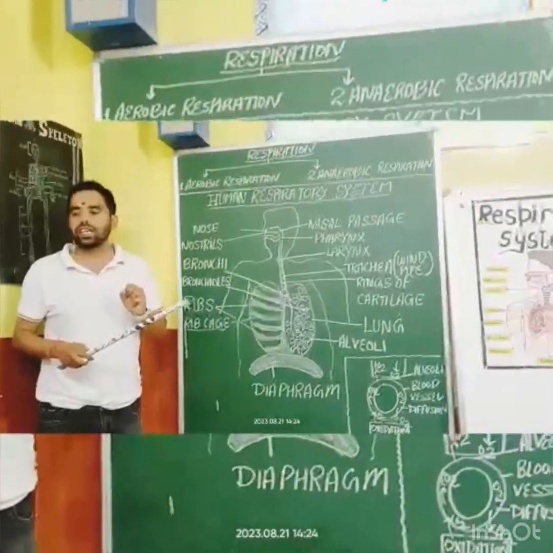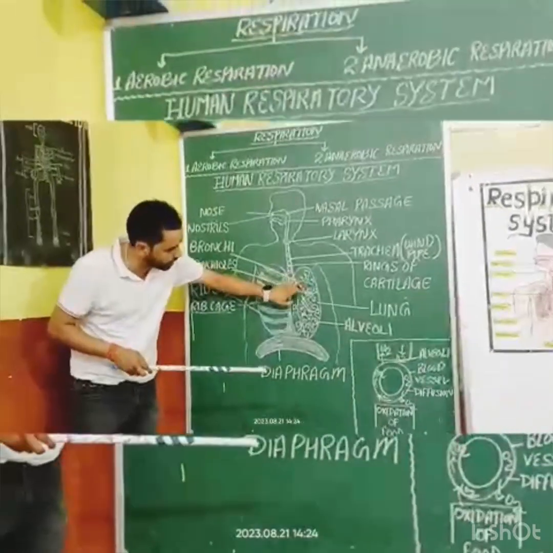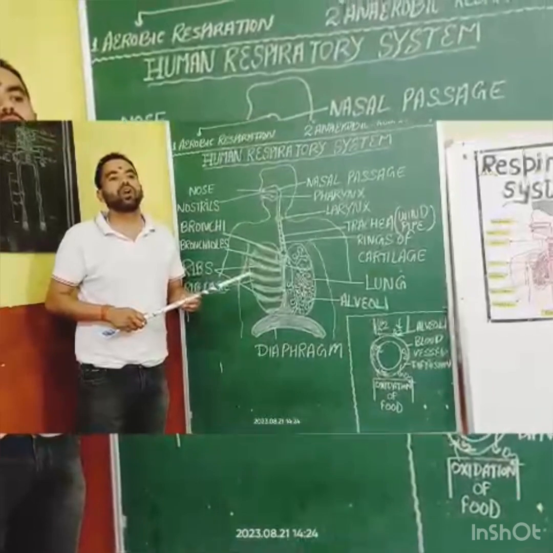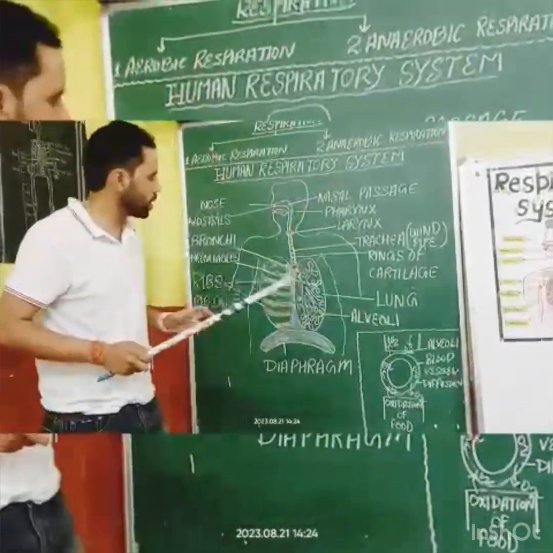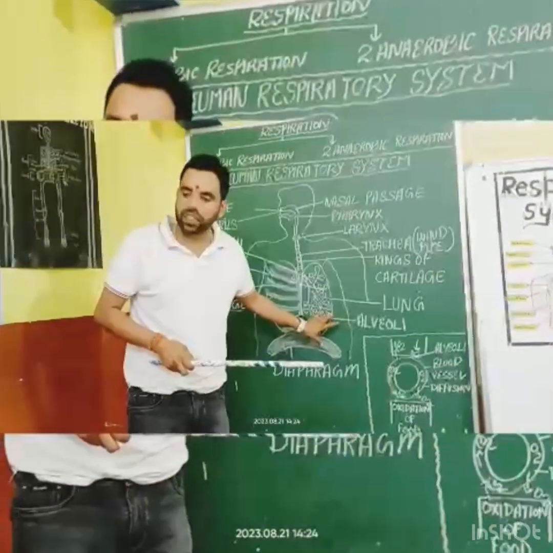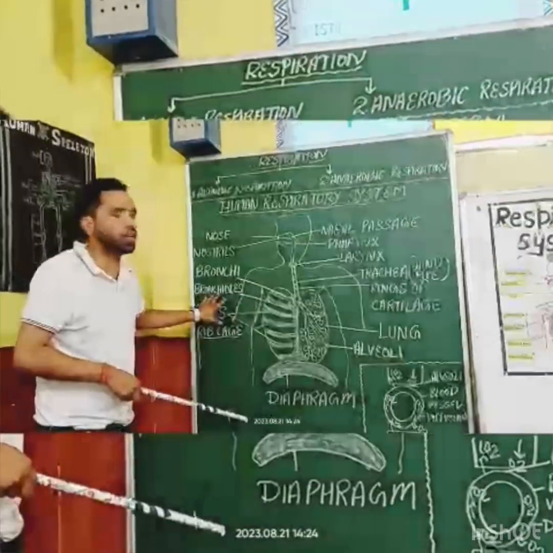a sac-like structure or balloon-like structure. We will call this balloon-like structure alveoli. What do we call that balloon-like structure? Alveoli. Yes, very good, dear friends. Alveoli are the balloon-like structures which are present at the termination of the bronchioles.